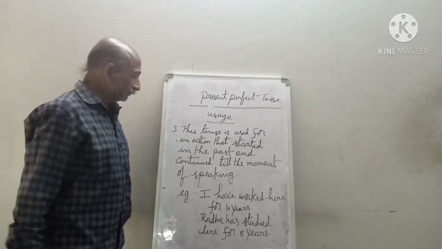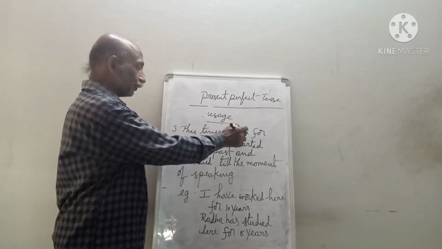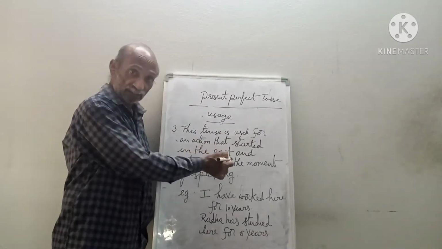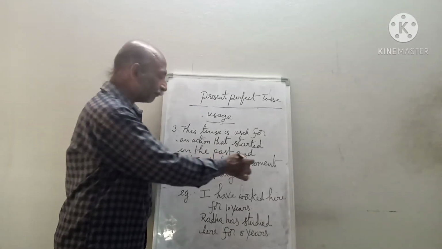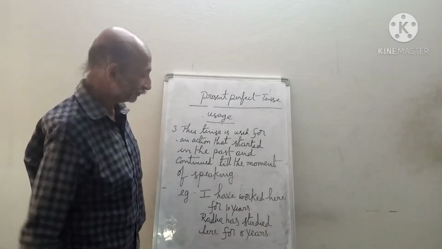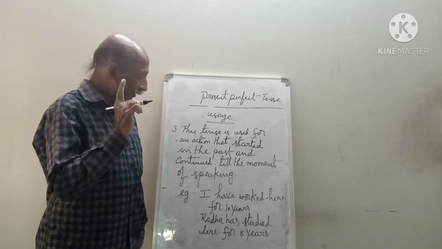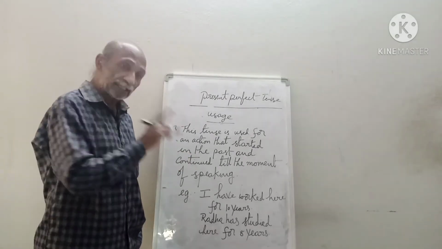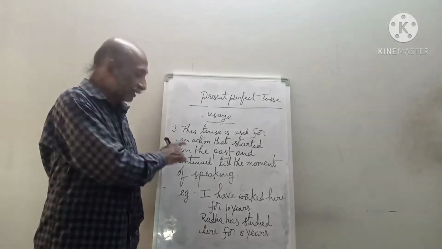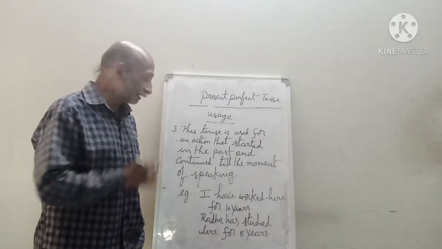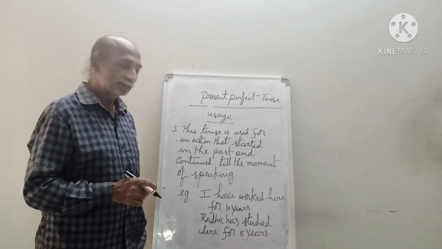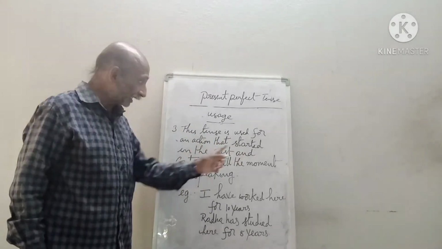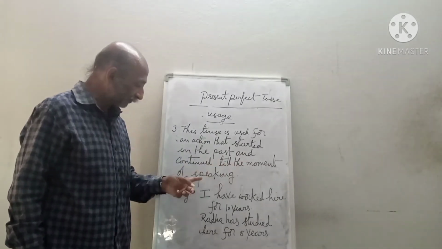Now, usage number 3. This tense is used for an action that started in the past and continued till the moment of speaking. When I gave you the introduction about this tense, I told you, this is the only tense that connects the past with the present. You see here, it is used for an action that started in the past and continued till the moment of speaking.